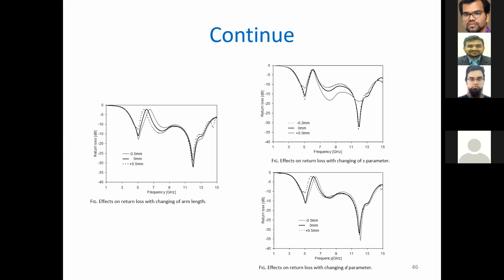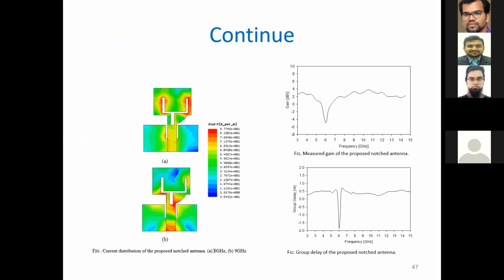We found that it's also good enough to understand that. The interesting part is the current distribution. If you see this portion of the current distribution on the front figure, you can see the notch, and on the right side you can see the group delay. You can easily see the portion which has already been removed from the UWB frequency.